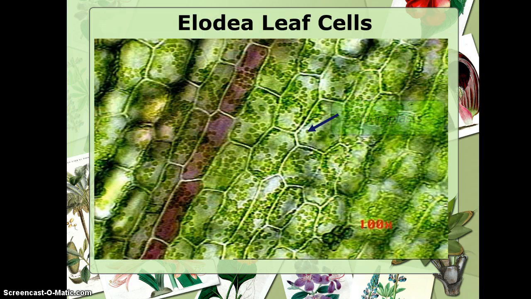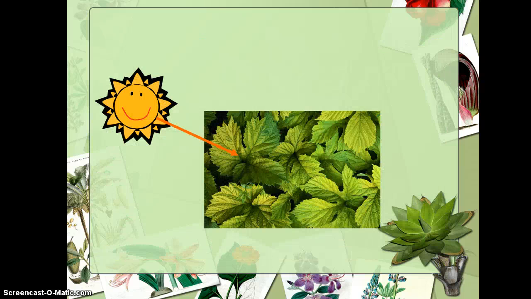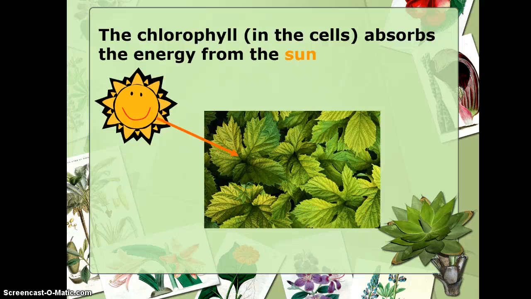Again, the Elodea leaf that we saw is another close-up example of what those chloroplasts and chlorophyll actually look like. So again, the chlorophyll in the cells absorbs the energy from the sun. I like to think of this as, think back to that solar car we saw yesterday. It's gathering all that energy and it's storing it. It's like a battery for the cell. It's the starting point for that captured energy for the plant.